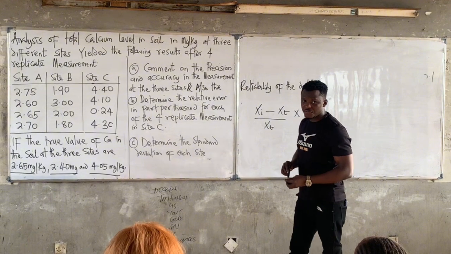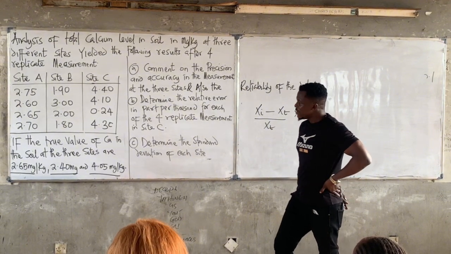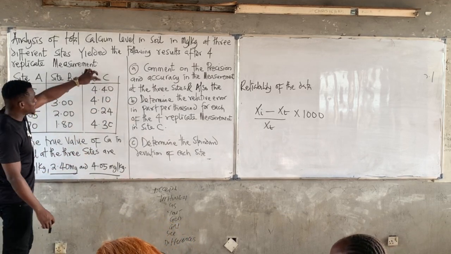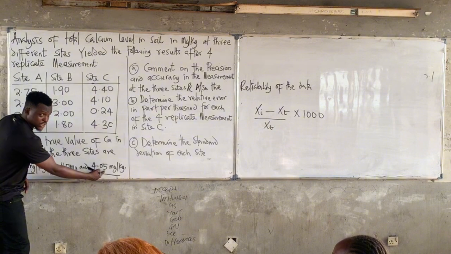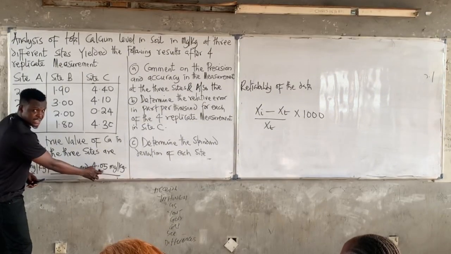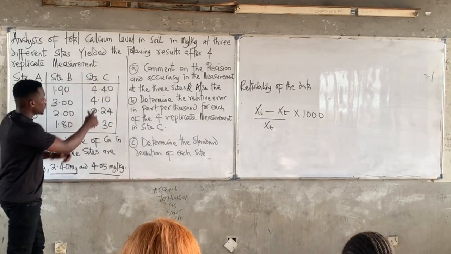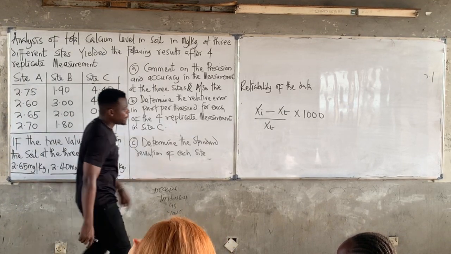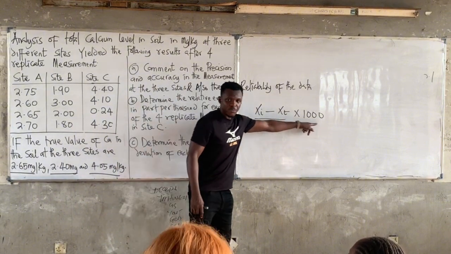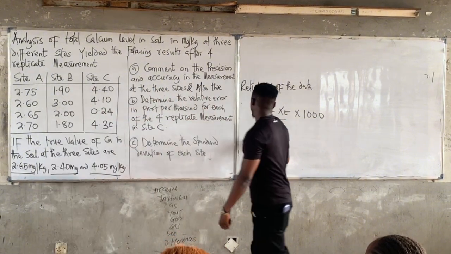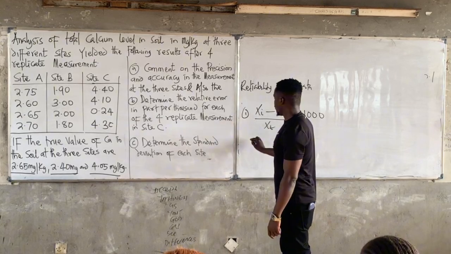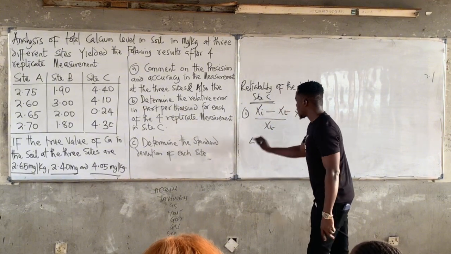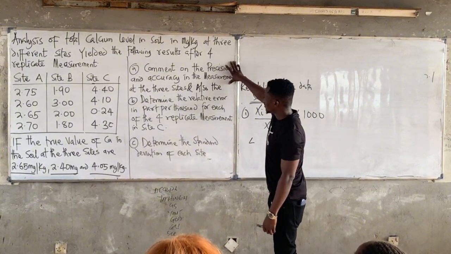Since they asked us to solve this in parts per 1,000. Now for this site C, the first value is 4.40. Remember, in site C, the true value was 4.05. So they gave us the true value for site C. So for this first value, 4.40 minus 4.05, divided by 4.05 times what? 1,000. I'm not solving this here, I'm just giving us the example. This is what I'm talking about.